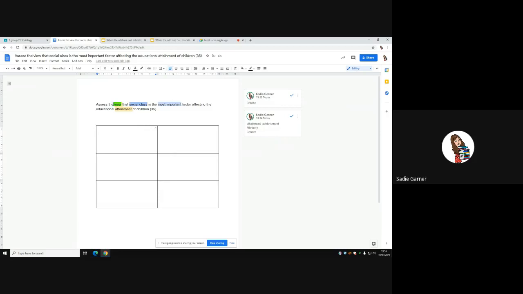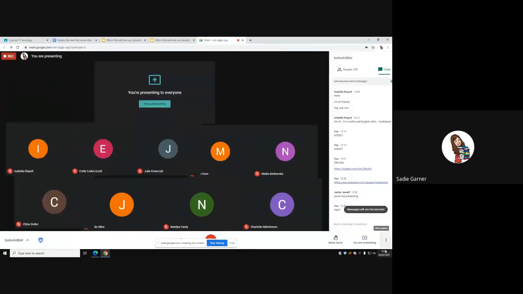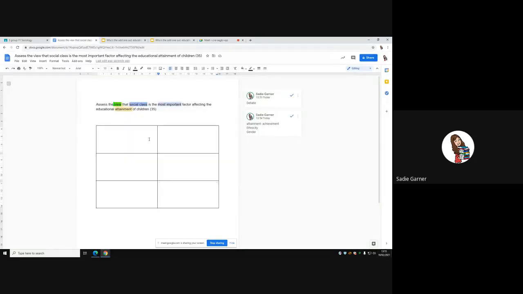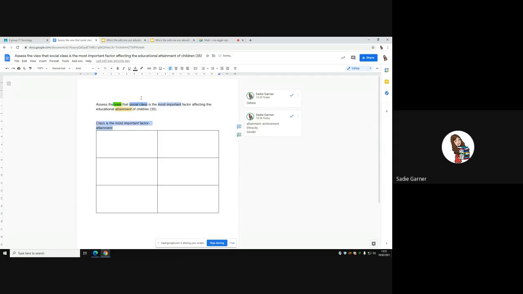So it's a debate, so I'm going to do a grid of 6. Always aim for 6 in a 35 marker, and that does exclude an introduction and a conclusion. Okay, it's 6 paragraphs, just checking, excluding an introduction and a conclusion. And this side of the essay: class is the most important factor that affects the attainment of children. That class is definitely, without a doubt, the most important factor. That's going to be a blue side. I told you I was thinking grids and colour.